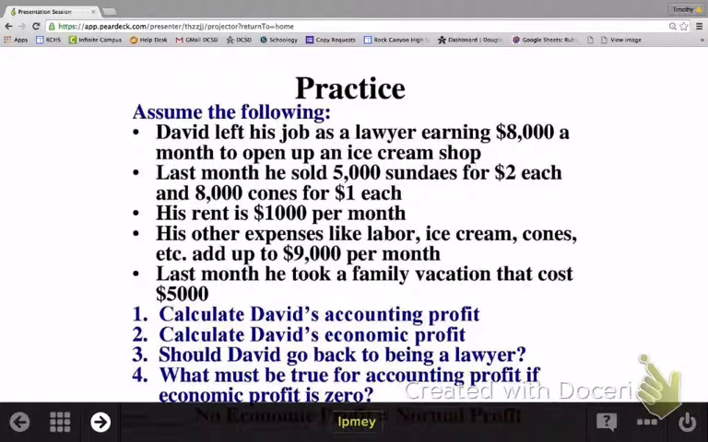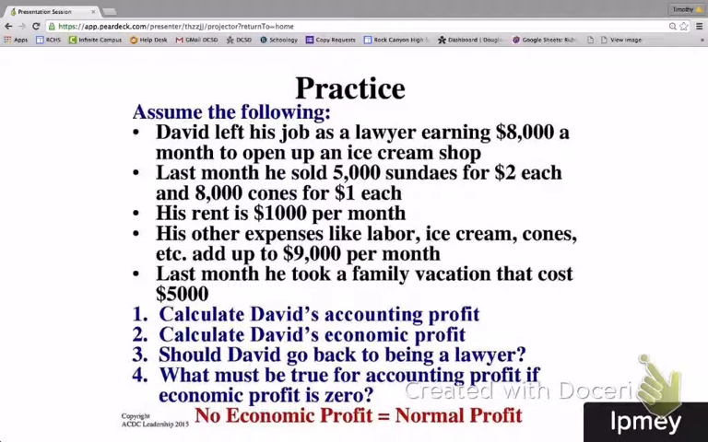If you wish, you can pause the video right now and do some of these practice questions here. I'm not going to read them to you, but you can go through these and see through practice whether or not you understand the difference between accounting profit and economic profit and what a normal profit is.